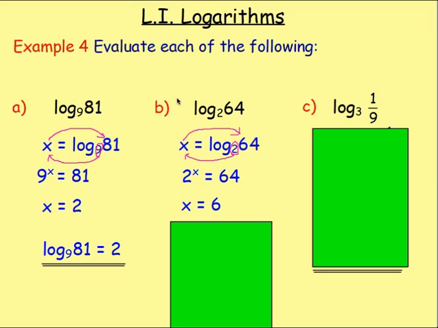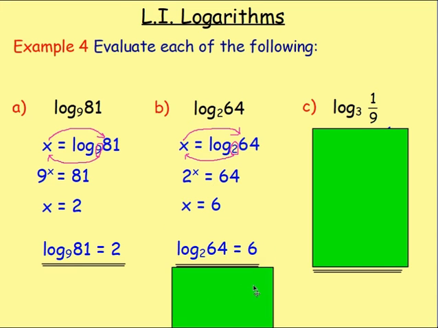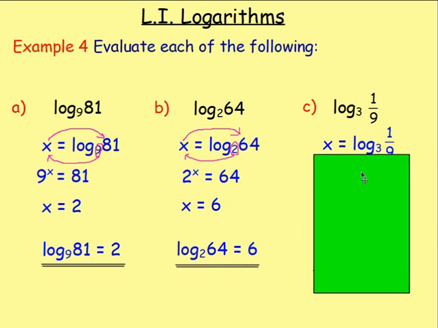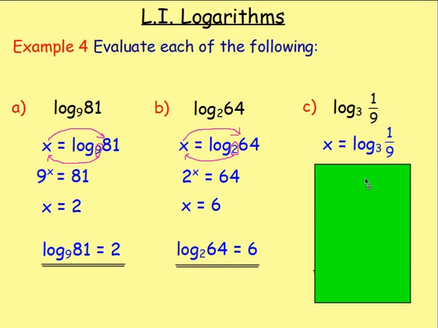We're asked to work out what this is equal to. So you can finish off by saying log base 2 of 64 equals 6. Example C. So log base 3 of 1/9. Again, find out what that is equal to. To do that, I'm just going to set that equal to x. So say x equals log base 3 of 1/9.